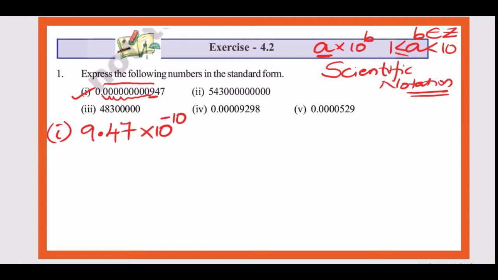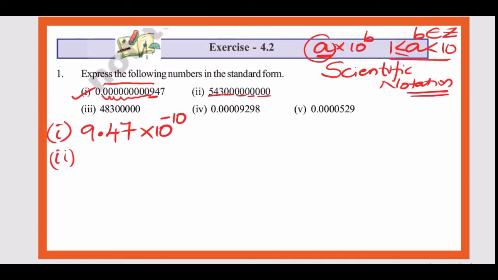Now see 5 4 3, and some number of zeros are given. How many zeros are given? Once we count, 2 4 6 8 and 9, so totally I have 9 zeros. If you want to represent this number in scientific notation or standard form, first of all we need to determine what number should be written. We need to get the value of a, which should lie in this interval only.